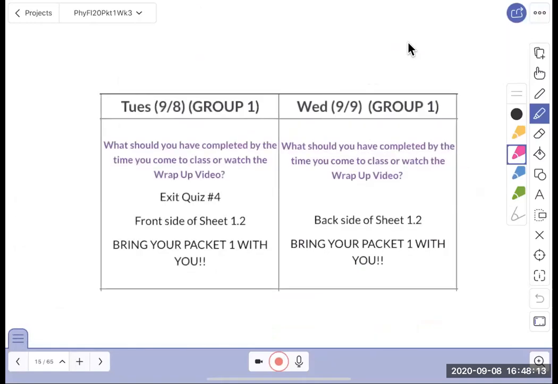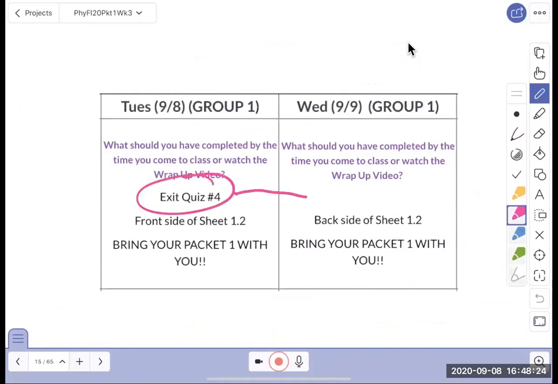So we start off, this is Tuesday and Wednesday this week, and the first panel is what should be done by the time you get to class. Actually, this exit quiz number 4, you really have until Thursday because I backed that off a little bit. So that didn't have to be done today. We're supposed to have the front side of 1.2, went around and checked kids, and maybe half of them did. So want to work on that more tonight. And always bring your packet 1 with you. Always bring that to class.